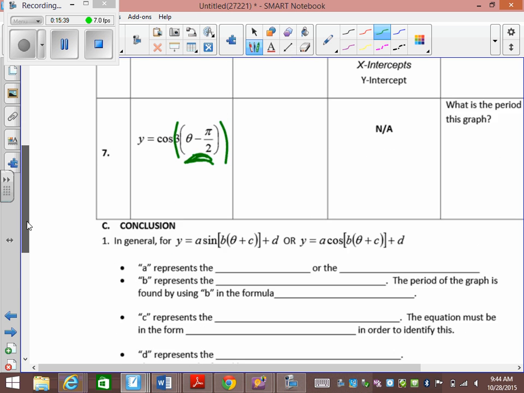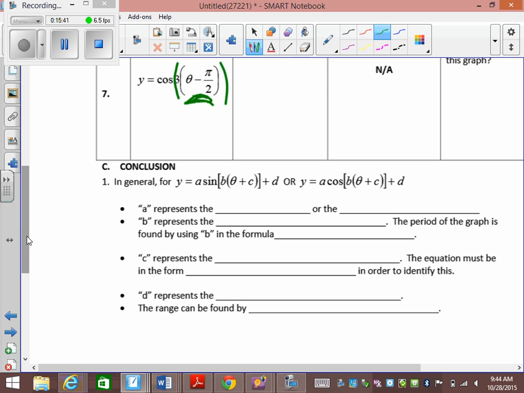Okay. In general, y equals a sine b theta plus c. Do you see they took the b out? They took the b out, right? A represents the vertical stretch.